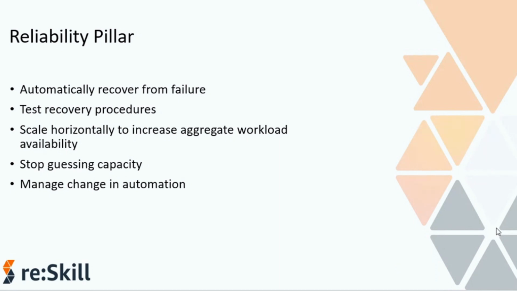Manage change in automation. Whatever changes we want to do, let's say horizontally scaling the system or vertically scaling the system, we should try to automate most of the things using automation in place, right? And AWS provides various services which can help you in automating the infrastructure.